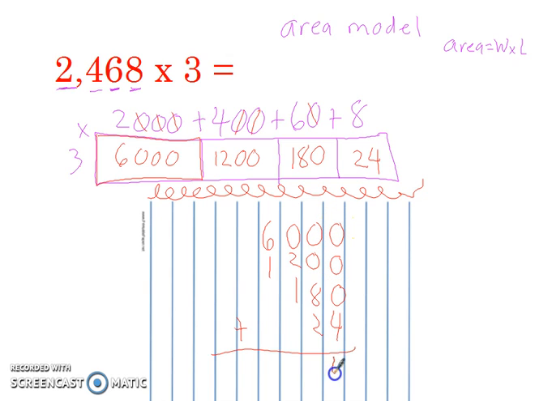0, 0, 0, 4. 8 plus 2 is 10. Carry my 1. 3, 4. Nothing to carry. And 6 and 1 is 7. Count back 3 spots. 1, 2, 3. 7,404. That would be the area model.